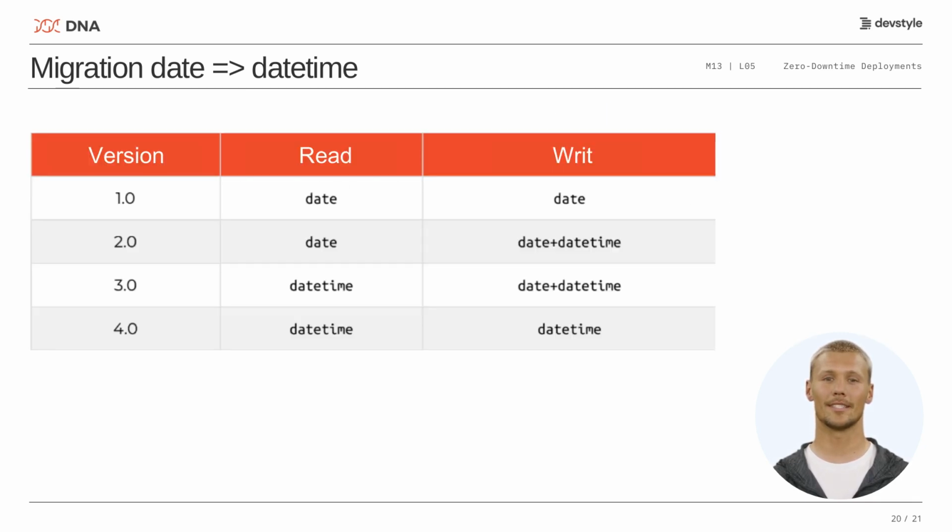Let's visualize this in a more readable diagram. We have versions, we have reads, and we have writes. Version 1. Read, write from the date column. Version 2. Read from date, but we start writing to the data time column as well. Version 3. We can read from the data time column. We continue to write to both date and data time to maintain backward compatibility.